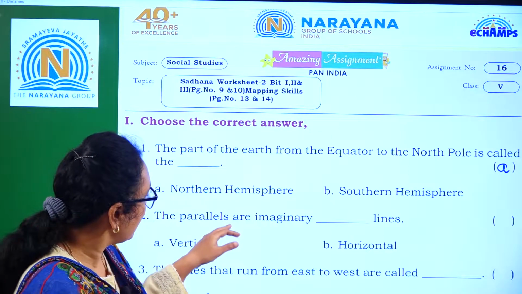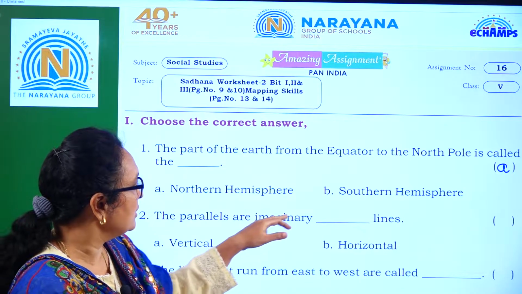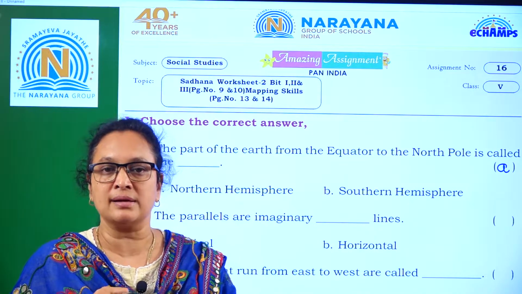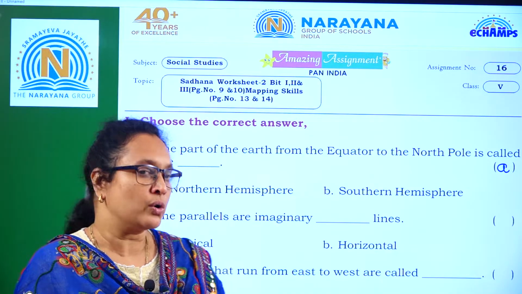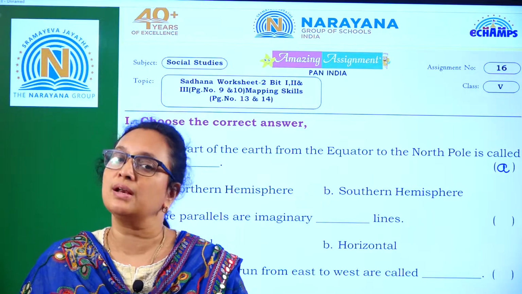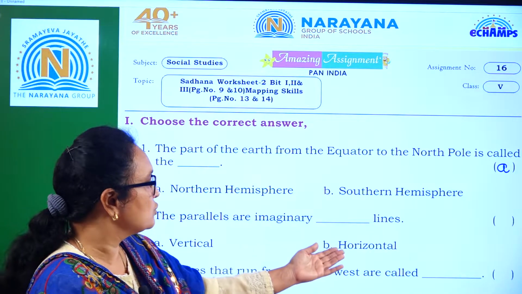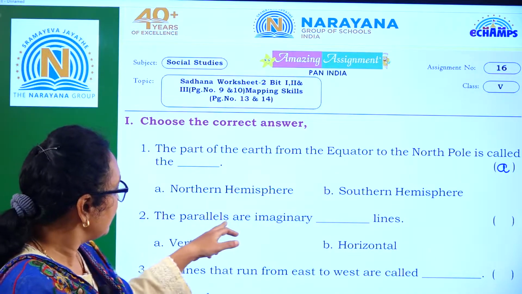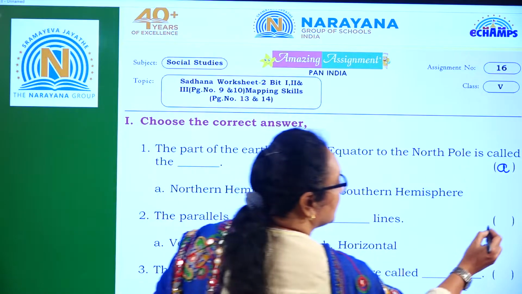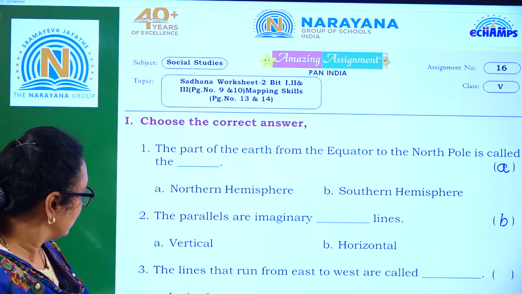The parallels are imaginary dash lines. Parallels are nothing but latitudes, right? So parallels are called latitudes, and they are also called horizontal lines. Let us see, we have vertical lines and horizontal lines. So the parallels are imaginary horizontal lines. The answer is B. Is it clear? Now coming to the third one.